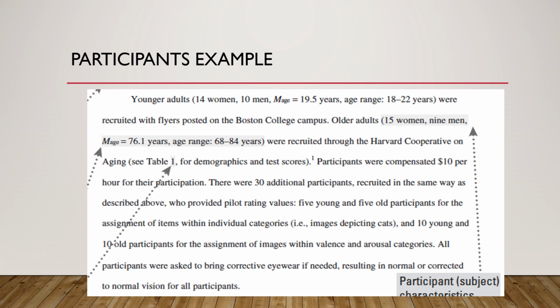There are also older adults as the secondary sample here. This is 15 women, 9 men. Average age is 76, so a lot older of a population, with a range of 68 to 84 years old. These were recruited from Harvard Cooperative on Aging. So here we see what are the 2 samples that are used in this project, and we have all of that general descriptive statistics. The participants were compensated $10 for their participation.